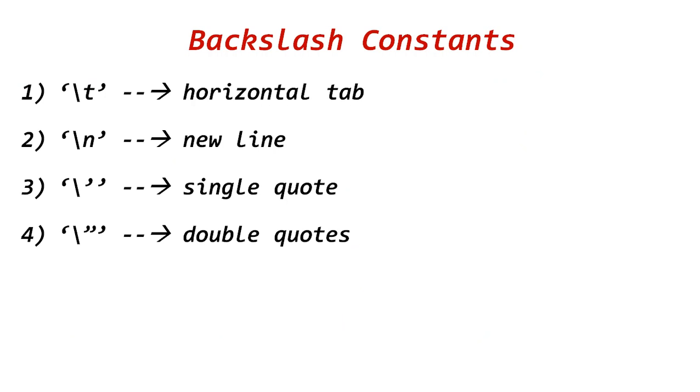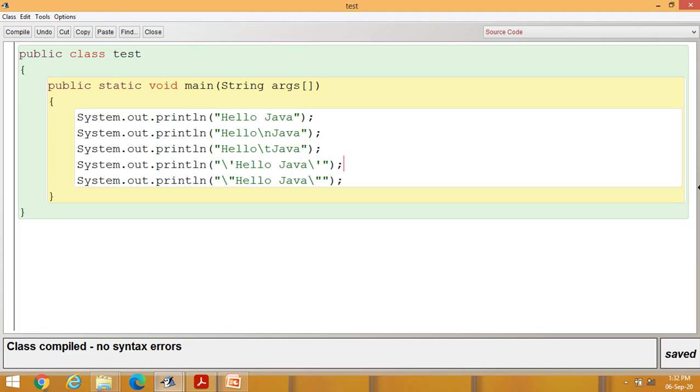Now the backslash constants, these are basically white spaces. You can produce a space between two string values. Tab, then new line, single quotes, you can represent the data in single quotes. Then you can represent the data in double quotes by writing the code. This one is a simple program.